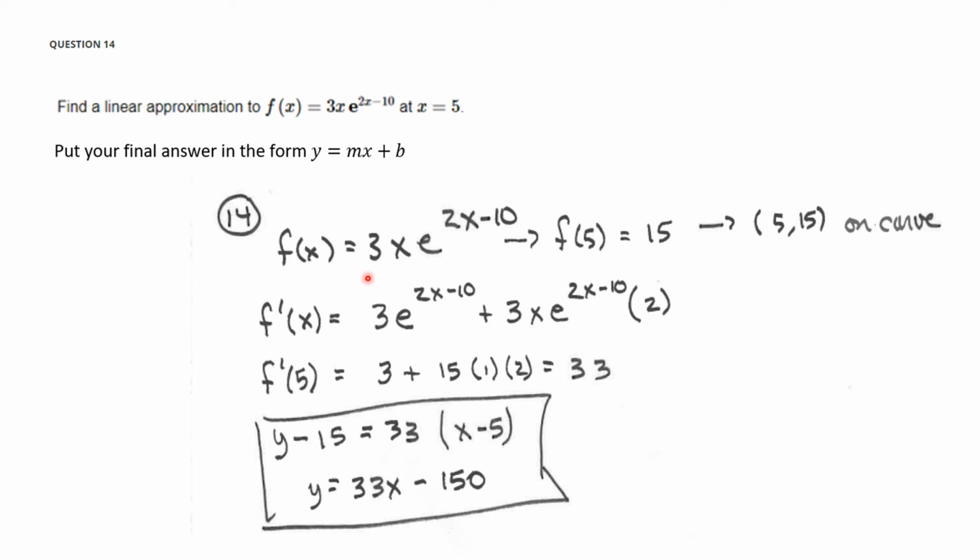Then we take the derivative using the product rule: the derivative of the first times the second plus the first times the derivative of the second. Again, we have to use the chain rule. Then we plug in our point, x equals 5, into f prime and we get 3 and 15 times 2, which gives 33. So y minus the y coordinate equals 33 times x minus the x coordinate, and we get y equals 33x minus 150, just as we got in class.